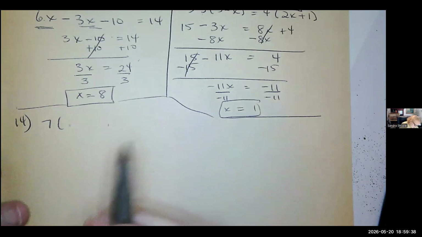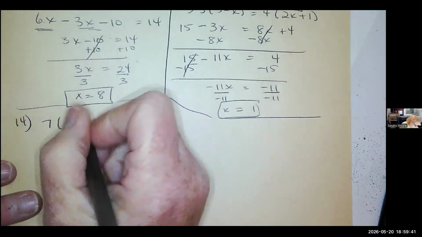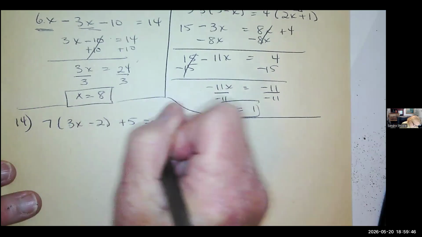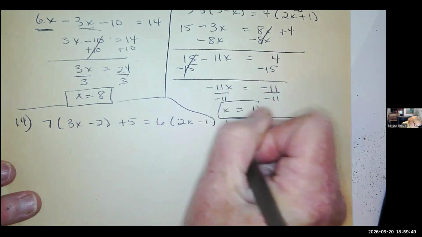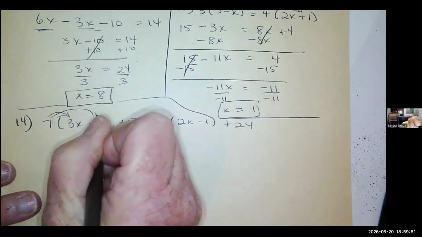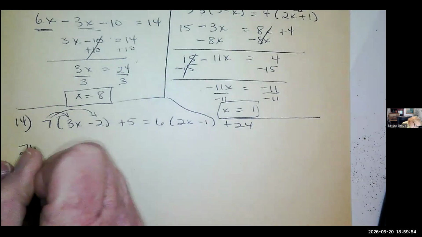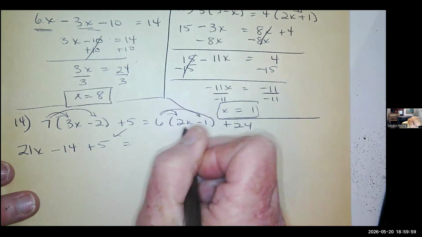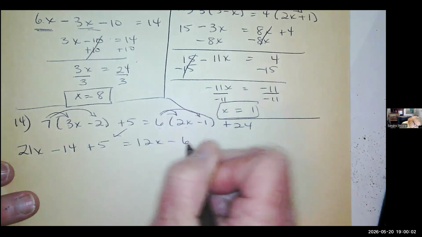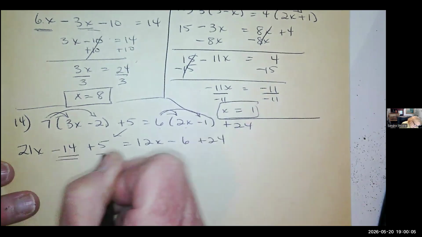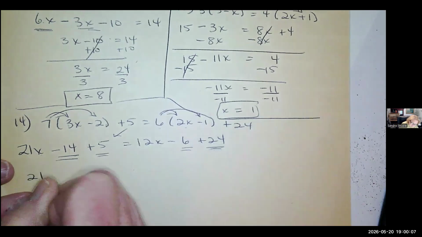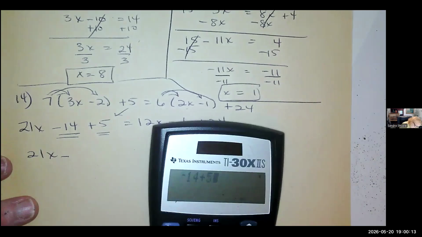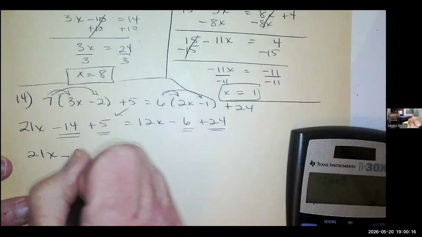So 14 is 7 times 3x minus 2 plus 5 times 2x minus 1 plus 24. Gotta distribute. 21x minus 14 plus 5 right there. Distribute 12x minus 6 plus 24. Combine like terms. 21x minus 9 is equal to 12x plus 18.